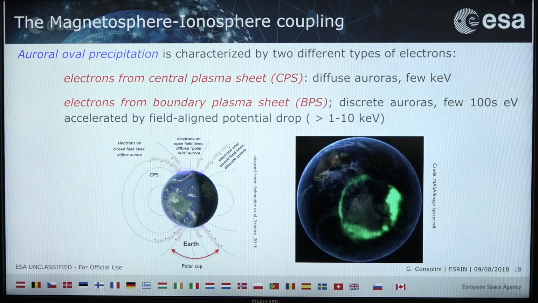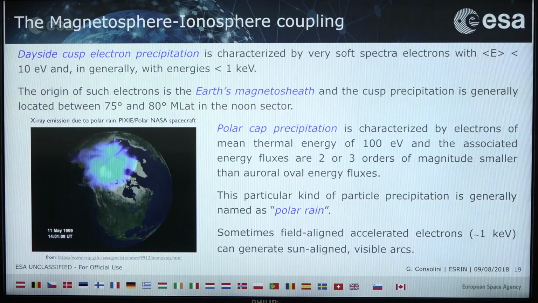The ones coming from here generate a completely different kind of aurora, the so-called polar rain. They can generate polar rain here. They are connected directly to the tail region, to the lobe of the magnetosphere. This is an example of the enhancement of the luminosity due to auroral phenomena.